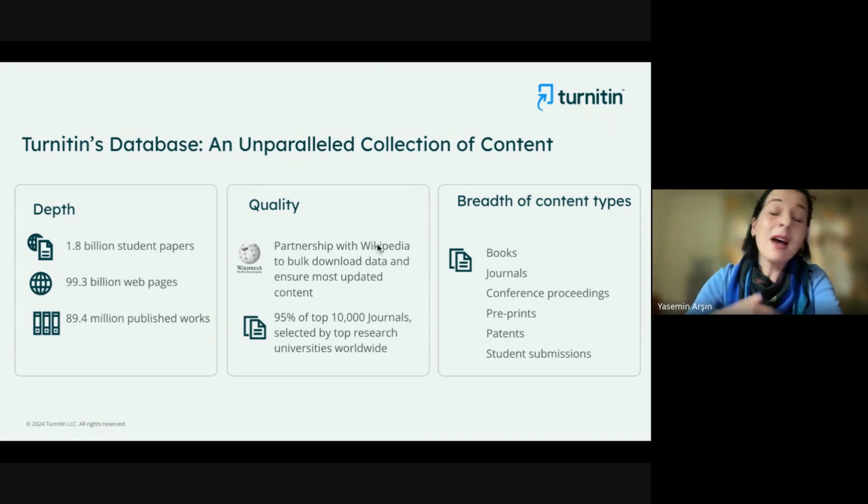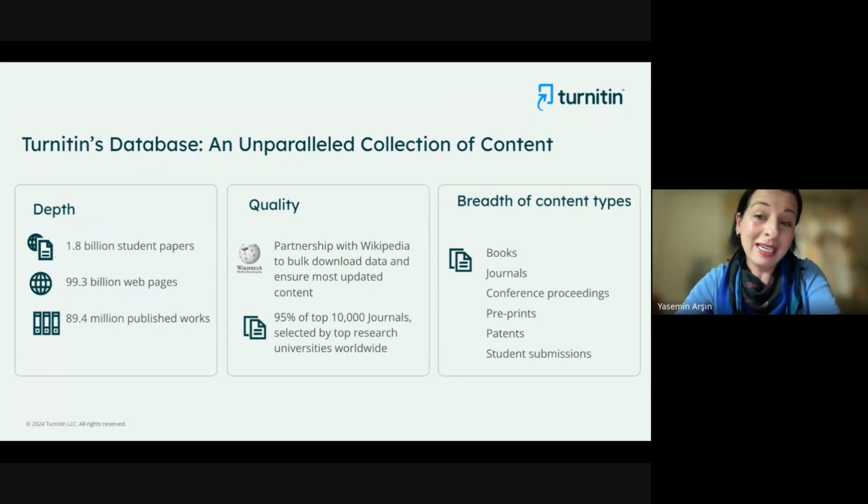And Turnitin has multiple partnerships with learning management systems like Moodle, Blackboard, Sakai, etc., plus Wikipedia, and 95% of the top 10,000 journals selected by top research universities worldwide. Specifically, in our database, we have books, journals, conference proceedings, preprints, patents, and student submissions all around the world and in different languages. So you can definitely rely on our database, whatever the language is.